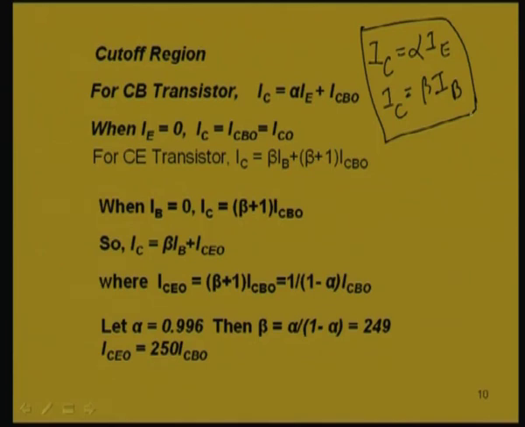So, if we want to change the output current, that is the current source at the output circuit, we have to do it by varying the input current source. So, that is why it is called CCCS, current controlled current source.